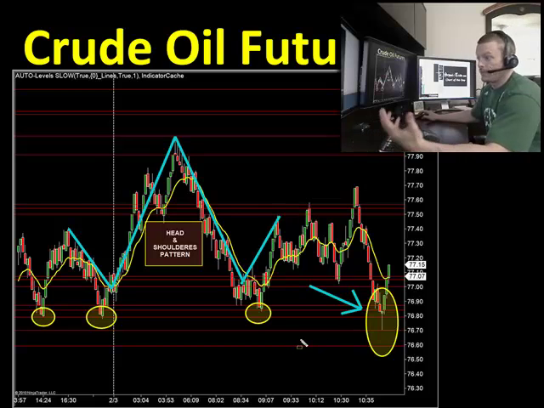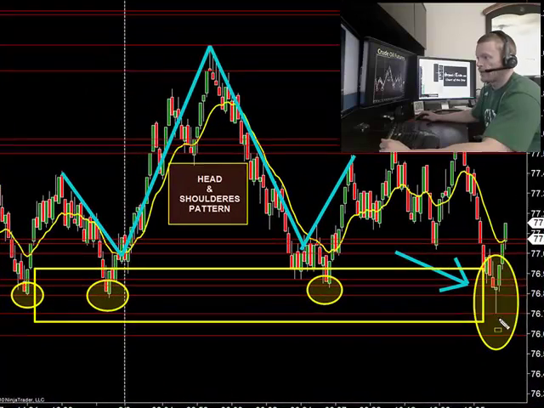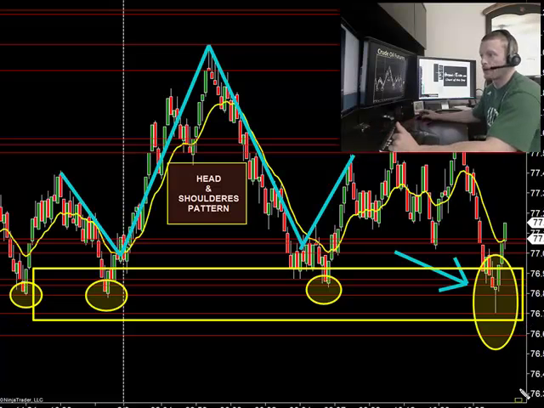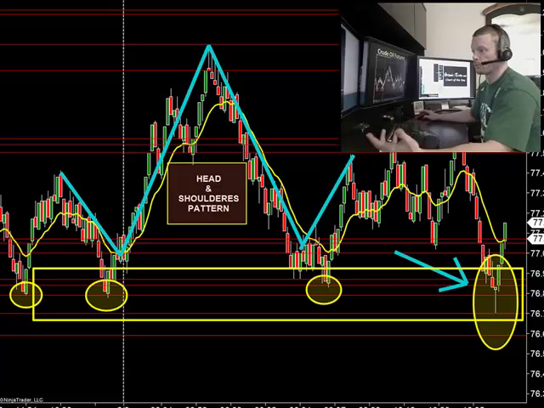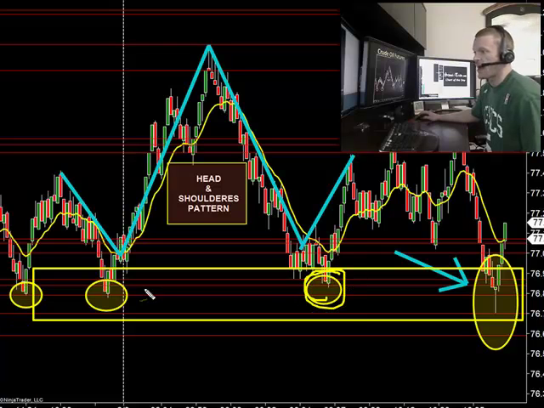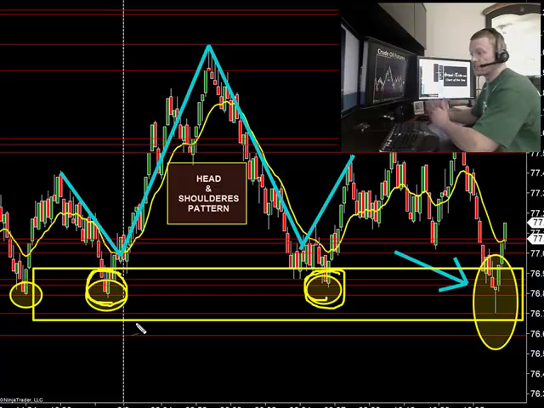The way the head and shoulders pattern works is you're going to take a break below the neckline here. Okay, so that of course is where you're supposed to be shorting, right? The theory behind the head and shoulders pattern is it's a reversal pattern, a trend reversal pattern. So once we break below these necklines here, of course here on 79.80, 79.85, we're supposed to be going short here, right? Well, at least that's what the theory says.